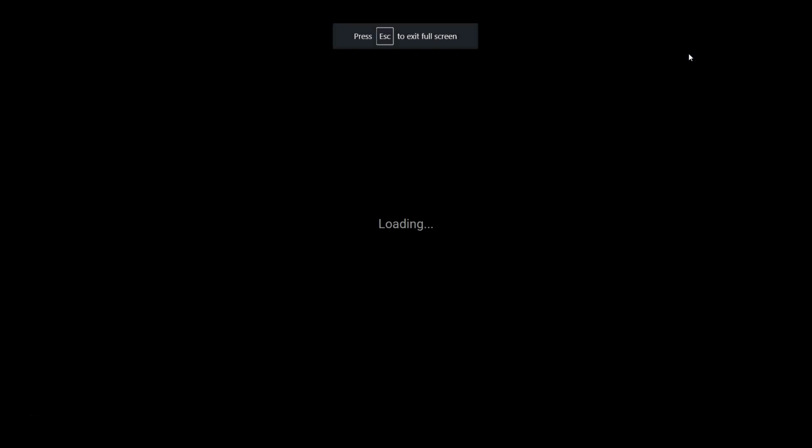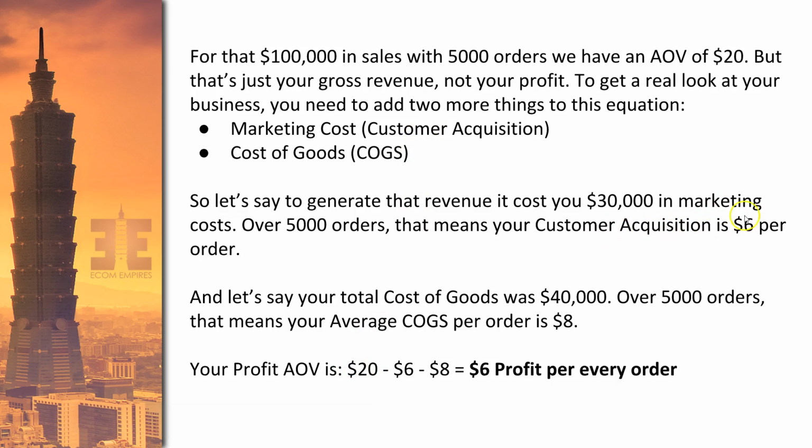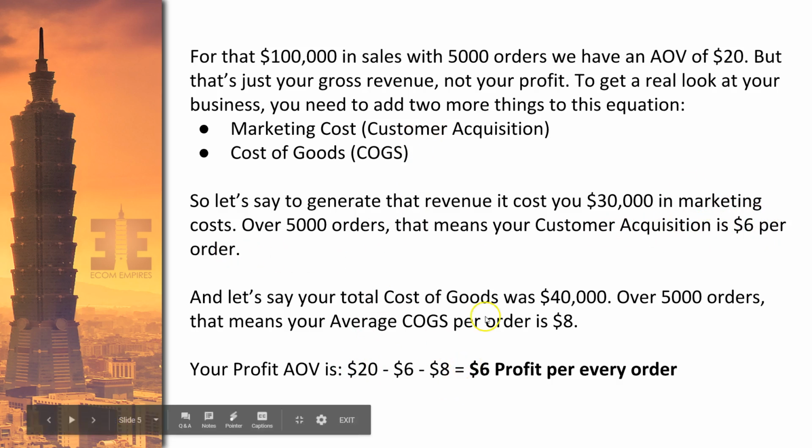So that's more accurate. All right, so basically what this means is we're looking at the profit margin, right? So we know that our average order value is $20, but now that we figured out that our average customer acquisition cost per order was $6 and our average cost of goods per order was $8, we take those and subtract from our total gross, and we see that we're getting a $6 profit per every order, right?